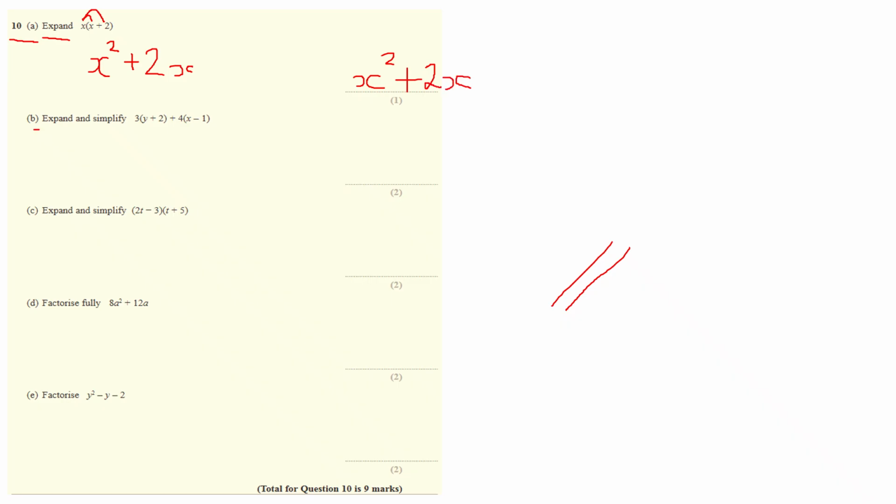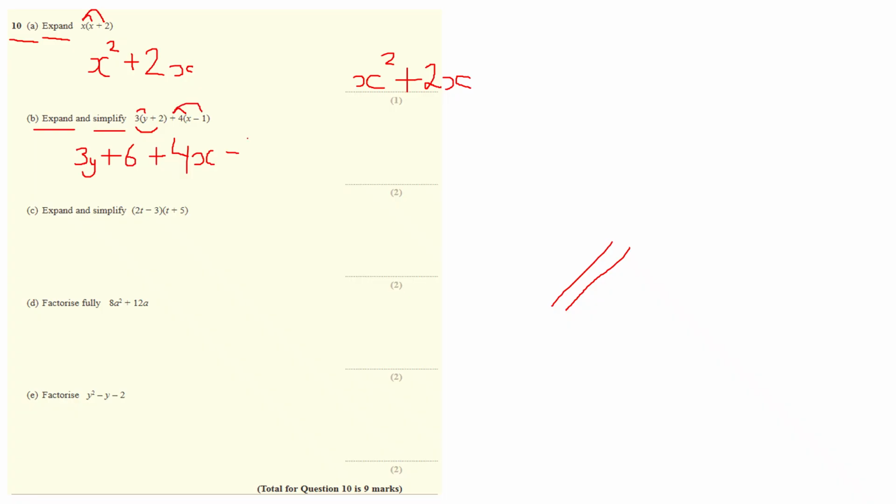Okay, next up, expand and simplify 3 brackets y plus 2 plus 4 brackets x minus 1. I do 3 times y makes 3y, or 3 lots of y. 3 times plus 2 makes positive 6. And then plus 4 times x makes plus 4x. And then plus 4 times minus 1. Sorry, it looks like a minus here, I apologize.